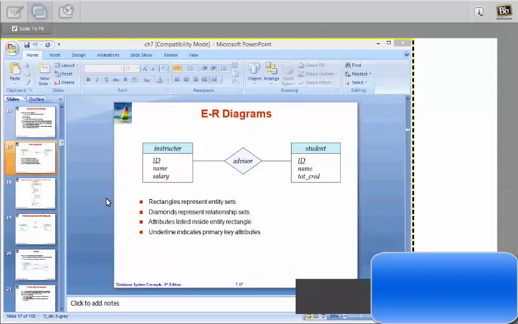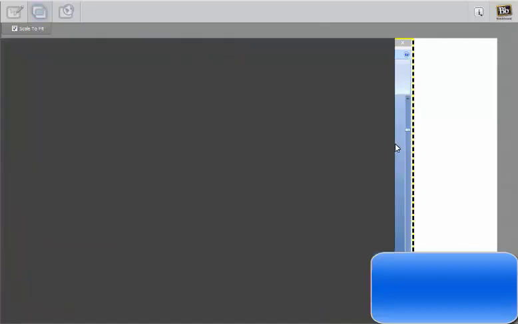Yes, you have to. Yes, Najla. So here student like this: ID, underlined, name, total credit, okay. So this is what you have to write down, okay.